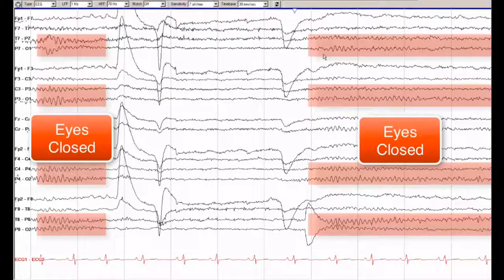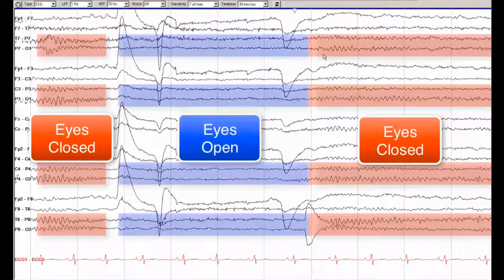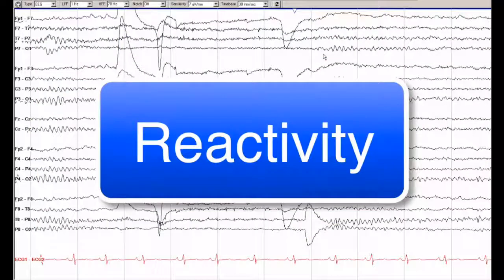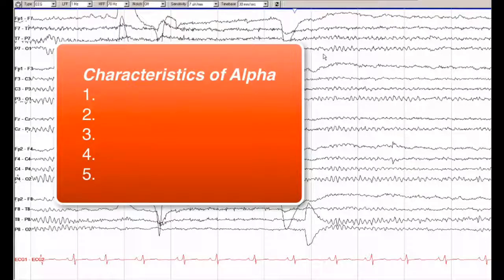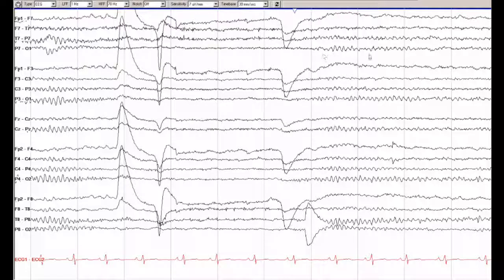The characteristic of the alpha rhythm, which makes it augment or become higher voltage with eye closure and attenuate or become lower voltage with eye opening, is known as reactivity. Therefore, we can report that in this recording, we have a reactive alpha rhythm. Next, we will look at the frequency of the alpha rhythm.